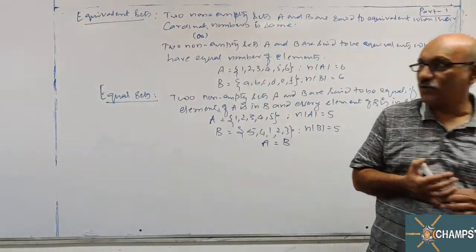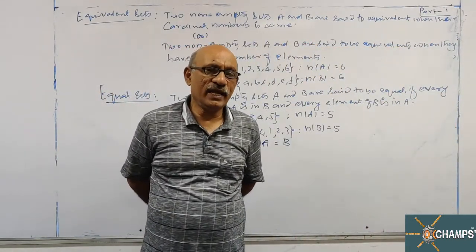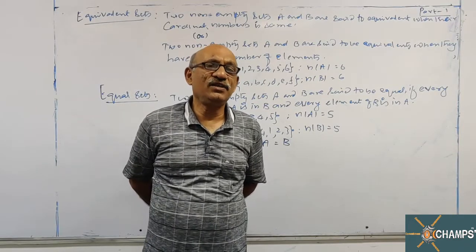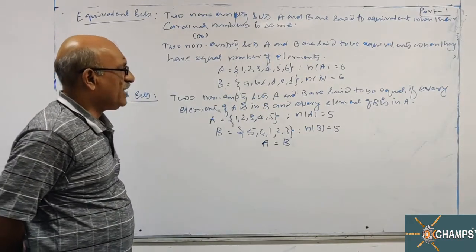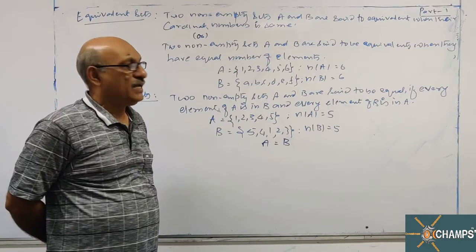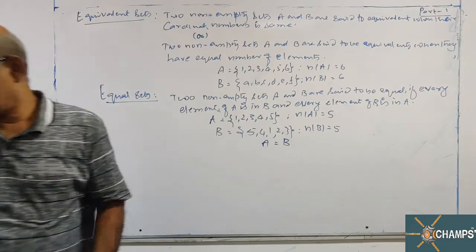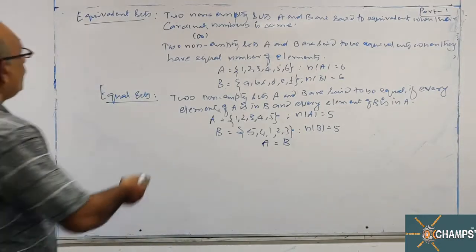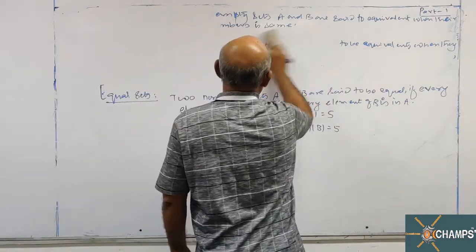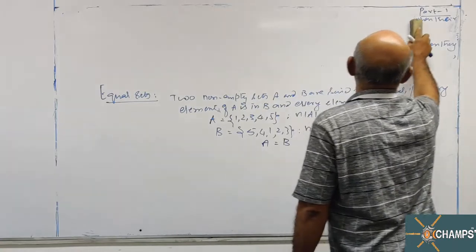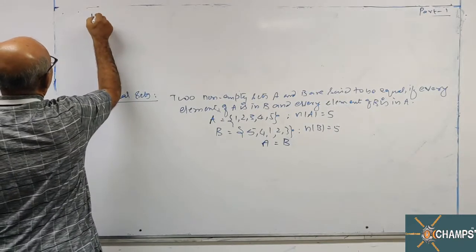Look at the definition one more time. Two sets A and B. Here I am considering non-empty sets. So again let us modify this. Two non-empty sets A and B are said to be equal if every element of A is in B and every element of B is in A. One more point to remember here is two equal sets are always equivalent.